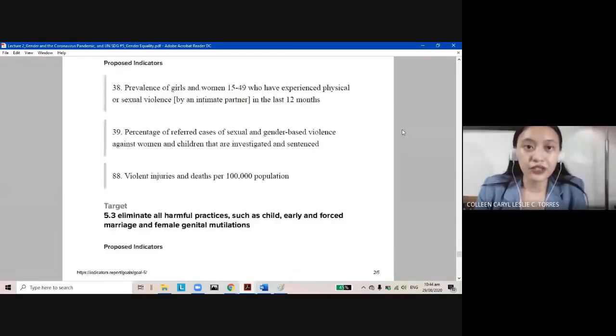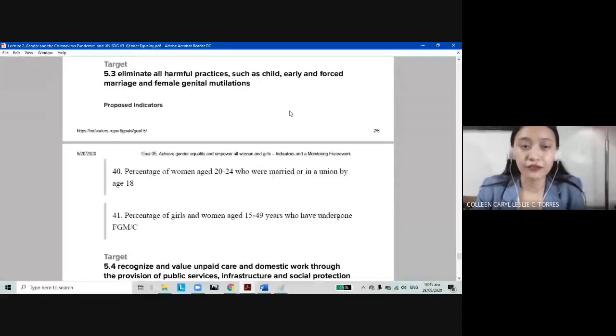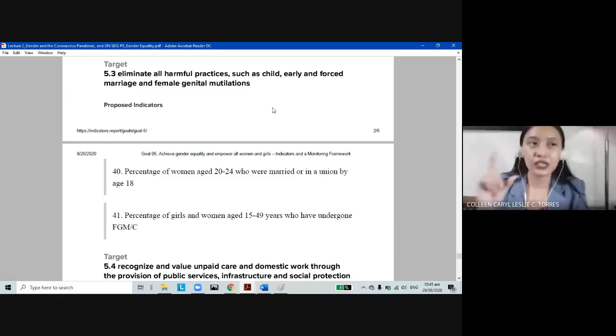Next would be eliminate all harmful practices such as child, early, and forced marriage and female genital mutilation. This refers to FGM. FGM is a cultural practice that is still being done in the regions of Africa and the Middle East. And basically, the idea, it sounds a little morbid, but to preserve the purity of women, sometimes there is a clipping that is put towards the sex organ of females, which is very harmful, of course, to reproductive health.